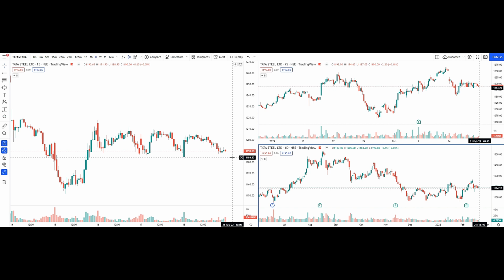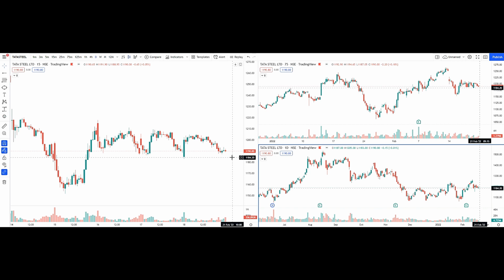When bears are in control, they keep holding their fort and they do not let candles cross the high of the previous candle. This is very simple to see and anyone can identify who is in control. We can do this exercise in our Telegram group. We will share charts of stocks which are being manipulated in such a way.